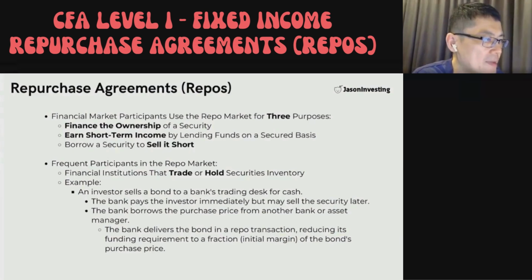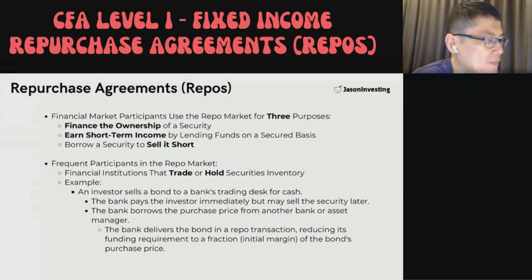Another way market participants use it is to borrow the security by lending out the cash and then immediately sell the security short, betting that the security will go down in price. And when it's time to return the security, they will just buy it back from the market. Let's look at an example.